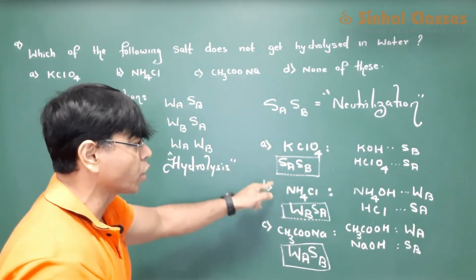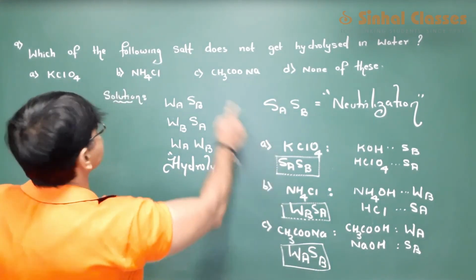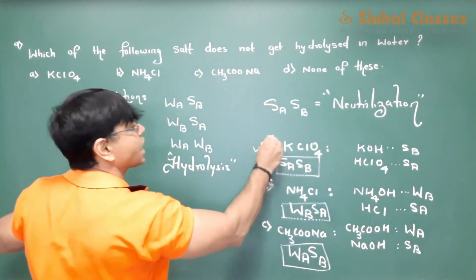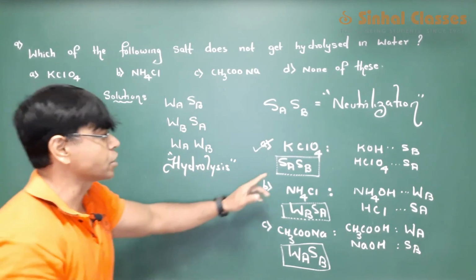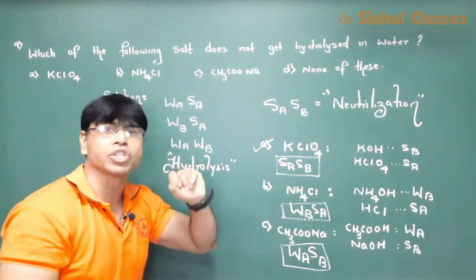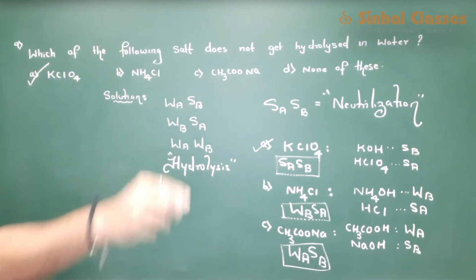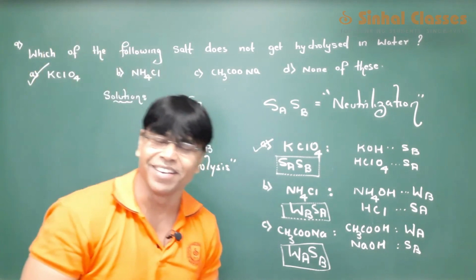So looking at these options, what conclusion do you come to? Which salt does not get hydrolyzed? It is KClO4, because it's a salt of a strong acid and a strong base. So your answer is A for question number 9.